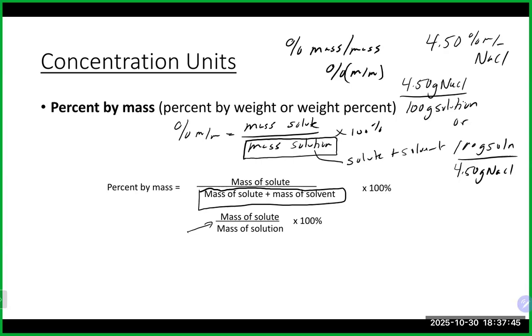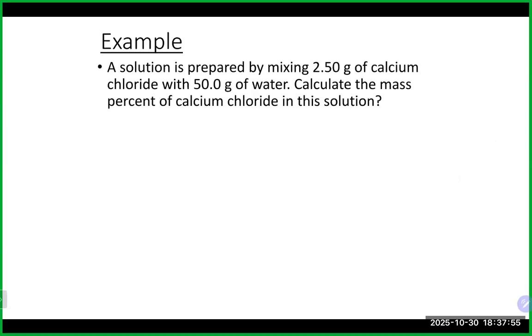So we assume 100 grams of solution because it just keeps the number the same, so you don't have to change any of the numbers, basically. And this is basically grams divided by grams times 100. So why don't you try one here? A solution is prepared by mixing 2.5 grams of calcium chloride with 50 grams of water. What is the mass to mass percent, or the mass percent?